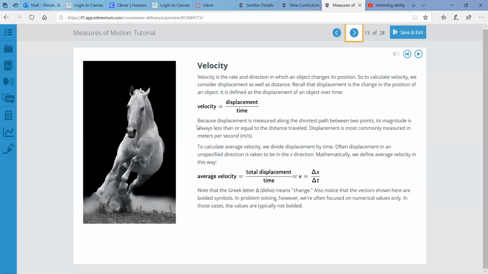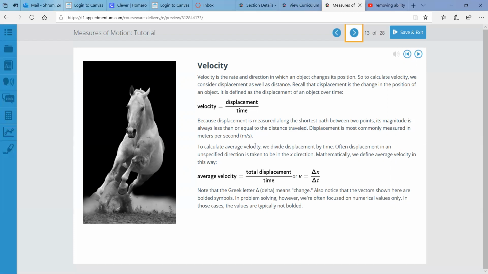Now, velocity is the rate and direction in which an object changes its position. So, consider displacement as well as distance. Displacement is the change in position, and in terms of displacement and velocity, velocity is displacement divided by time. Since displacement is measured along the shortest path between 2 points, its magnitude is always less than or equal to the distance traveled. Velocity is most commonly measured in meters per second, like speed.